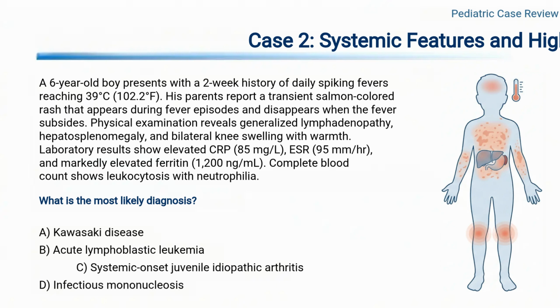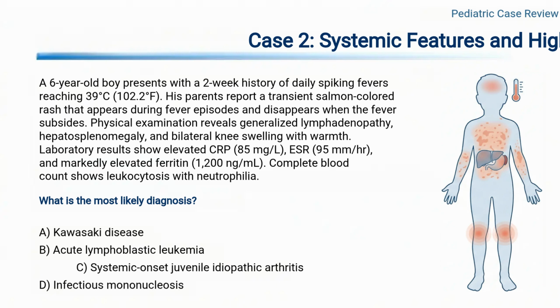Case 2. A 6-year-old boy presents with a 2-week history of daily spiking fevers reaching 39 degrees Celsius, equivalent to 102.2 degrees Fahrenheit. His parents report a transient salmon-colored rash that appears during fever episodes and disappears when the fever subsides. Physical examination reveals generalized lymphadenopathy, hepatosplenomegaly, and bilateral knee swelling with warmth. Laboratory results show elevated C-reactive protein at 85 milligrams per liter, erythrocyte sedimentation rate at 95 millimeters per hour, and markedly elevated ferritin at 1,200 nanograms per milliliter. Complete blood count shows leukocytosis with neutrophilia.